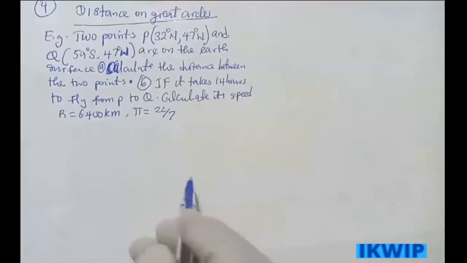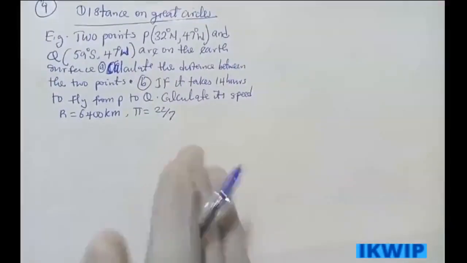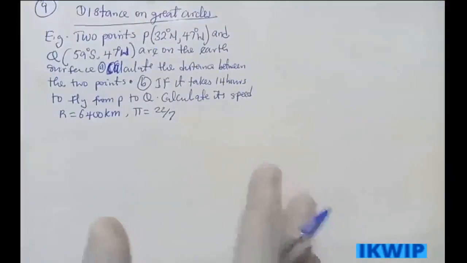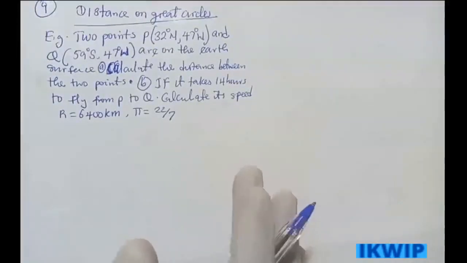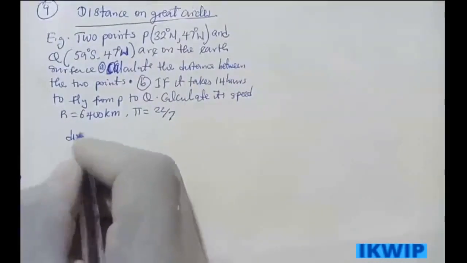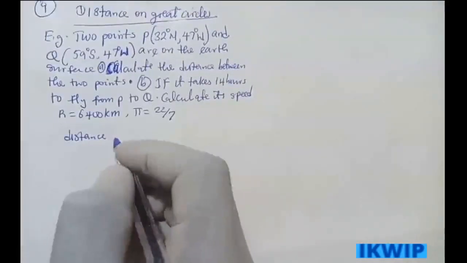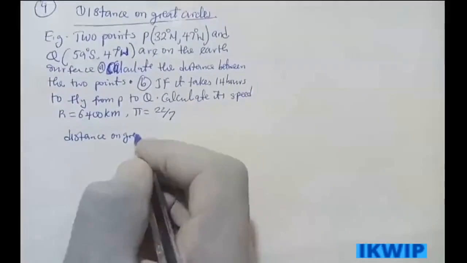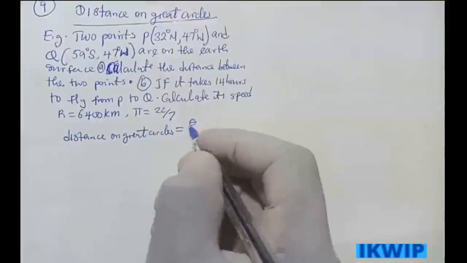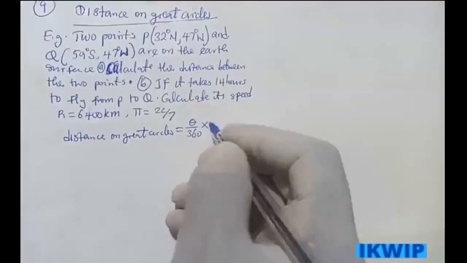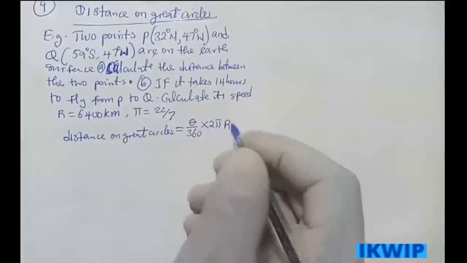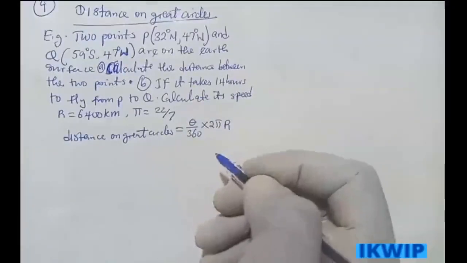So the first thing is for me to give you the formula to use. If you remember the formula to calculate the length of an arc in mathematics, that is the exact formula we're going to be using here. So let's say distance on great circle equals theta over 360 times 2 pi big R. The R here is the radius of the Earth. We've done that before now.